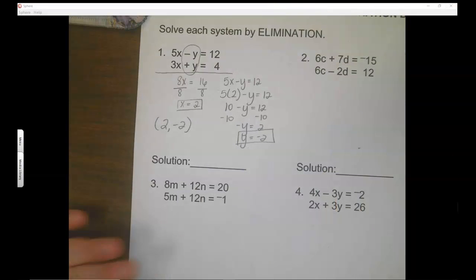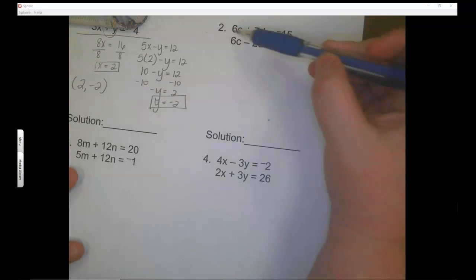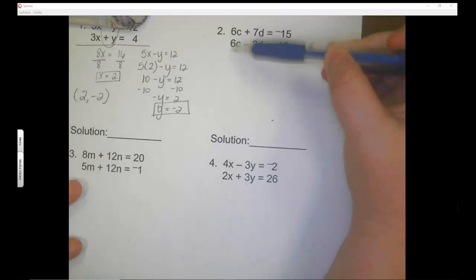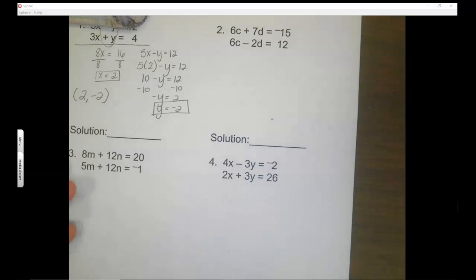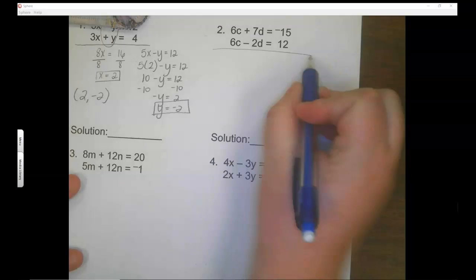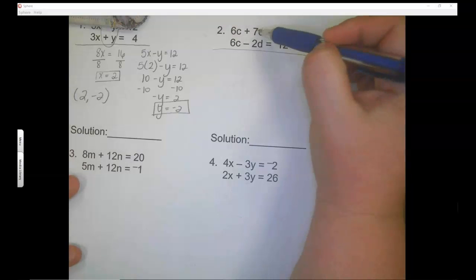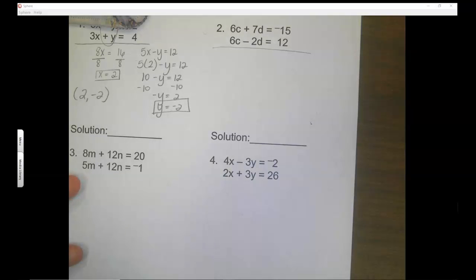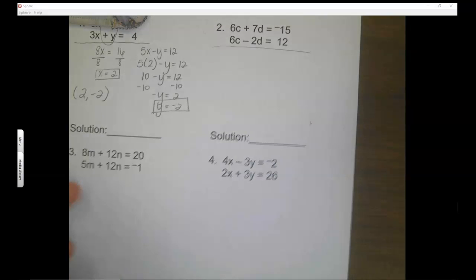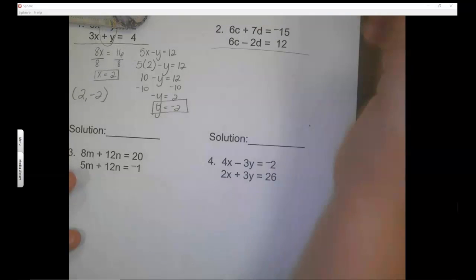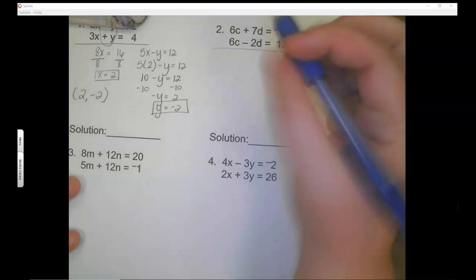All right. So do you see that? All right. Let's look at number 2. So I do have a 6 and a 6, but they can't cancel because they're not opposites. Because if I add these together, I would get 12. And that's not what I want. And my 7s can't cancel. And my D's can't cancel. That's 7 and D. So what I'm going to have to do is change one of these so that I can cancel. Okay? So it's a really easy change.